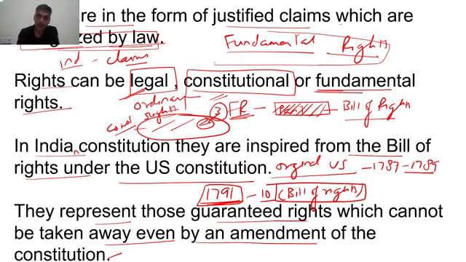So the logic or the argument which was given was that we are not taking the right to property. We are simply making it a legal right under Article 300A. So that right was not taken, it was converted from a fundamental right to a legal right. That argument was given by the government in the Supreme Court, which was accepted.